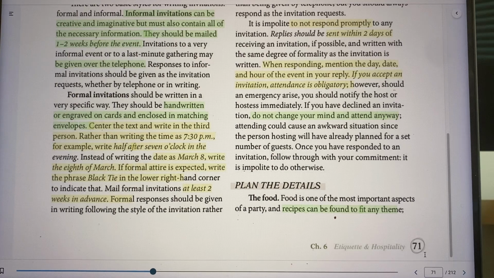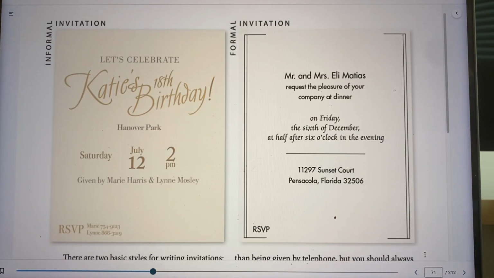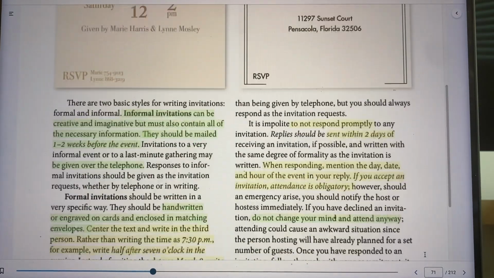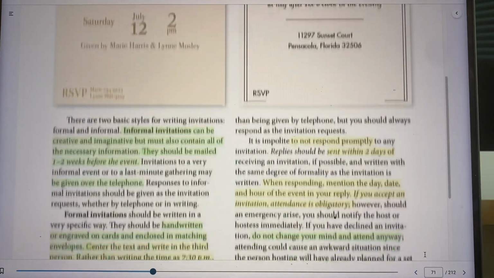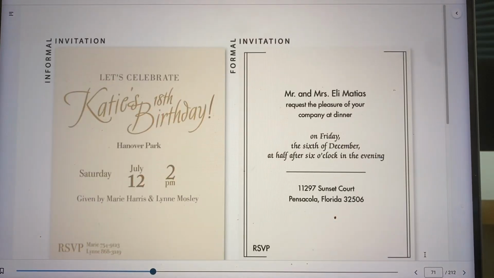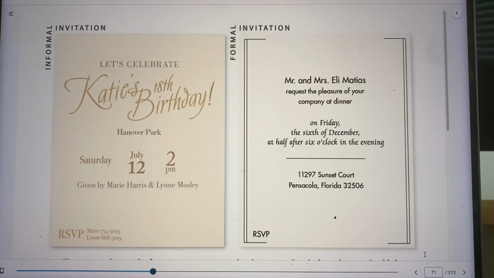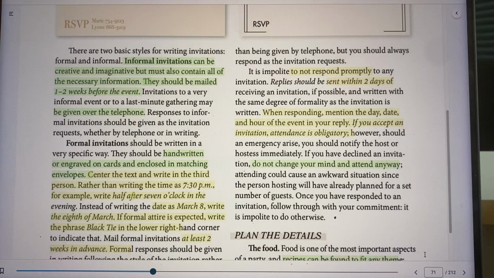Mail these at least two weeks in advance too. If you're going to have a formal party or wedding, it should be more than two weeks, because people might have to travel there. They're going to have to find out if they can take off work, if they can get airline tickets, that kind of stuff. Some very formal invitations need more time for people to get there if they're out of town. It is impolite to not respond immediately to an invitation.